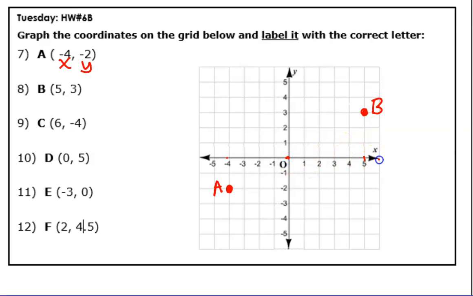6 on the x-axis and -4 on the y-axis. That would be C. D is 0, 5. So be careful here. Remember, 0 on the x and 5 on the y. So 0 left and right and 5 up and down. Back to the origin. -3, then 0. And then the last one there is 2, 4.5. So 2 on the x-axis, and 1, 2, 3, 4.5. So I'm going to be in between the grid lines there for letter F.